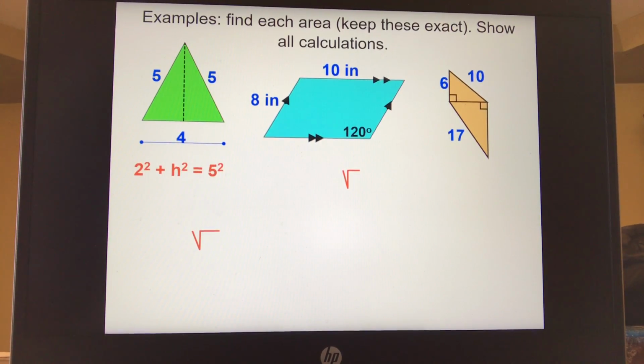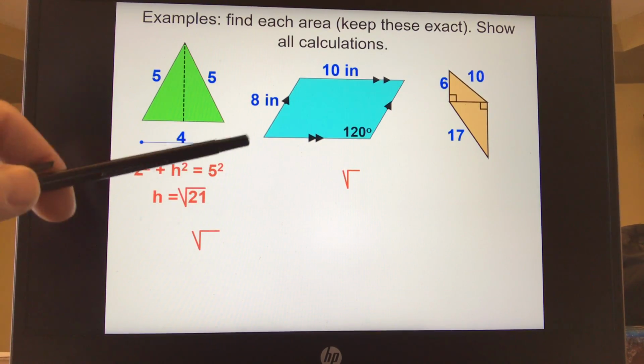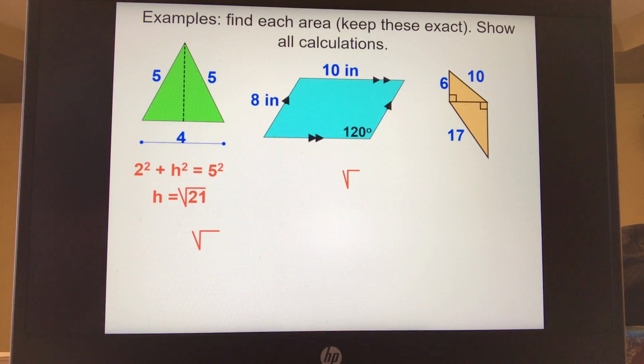So keep an eye out. Anytime you create a right triangle, you can use Pythagorean theorem. Now you don't get a whole number for that. It's going to be 25 minus 4, which is 21. That height's the square root of 21, which is 4 point something, 4.6, something like that. Whatever that decimal is, you'd multiply it by your base, divide by 2.